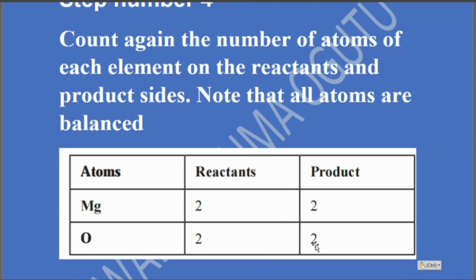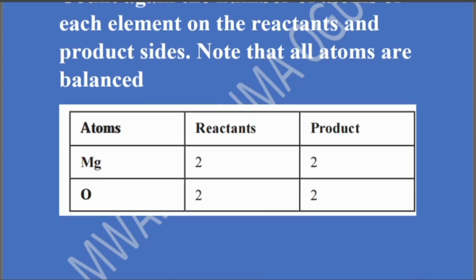Now we have magnesium: you have 2 atoms on the reactants and on the product side. You have oxygen: you have 2 atoms on the reactants and product side. Now our equation is balanced. You can see that our equation is fully balanced.